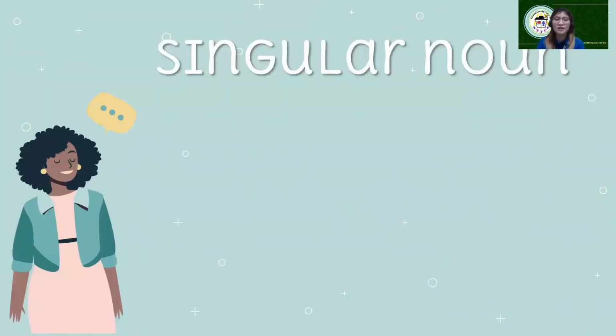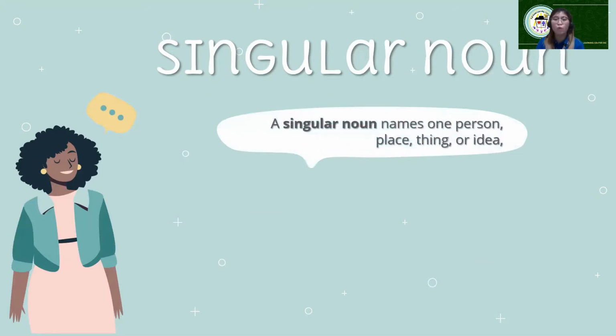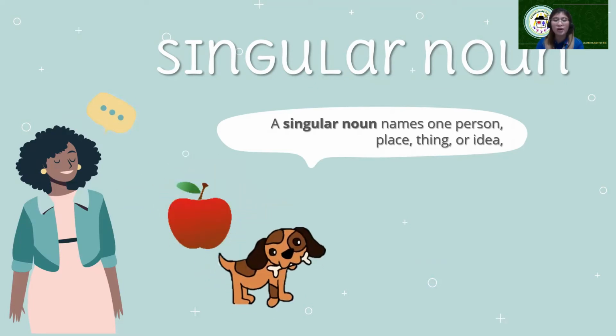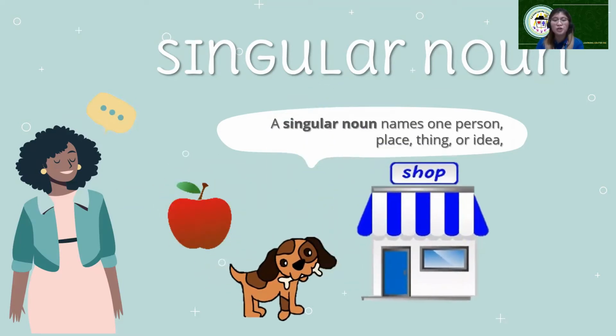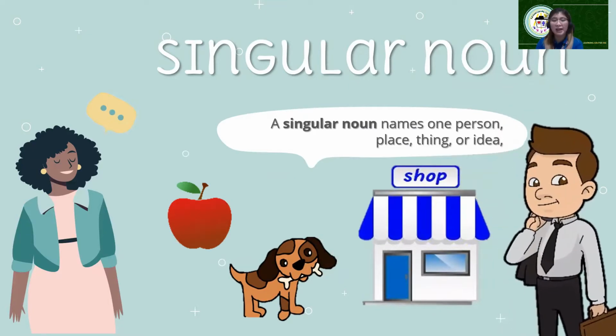So when we say singular nouns, it is a name of one person, place, thing, or idea. Again, when we say singular, it means only one, such as one apple, one dog, one shop, or one man.